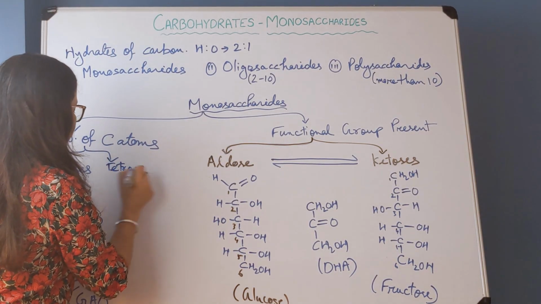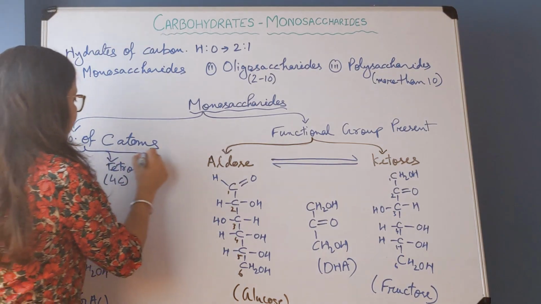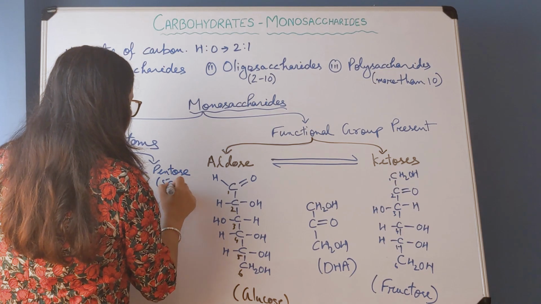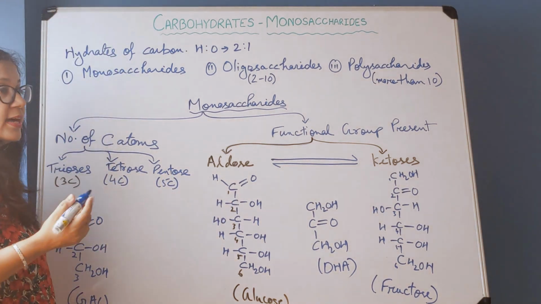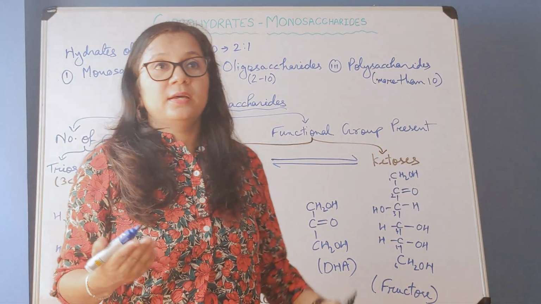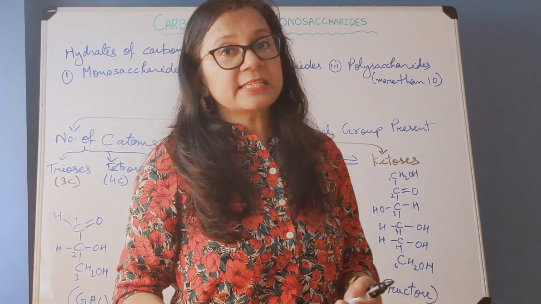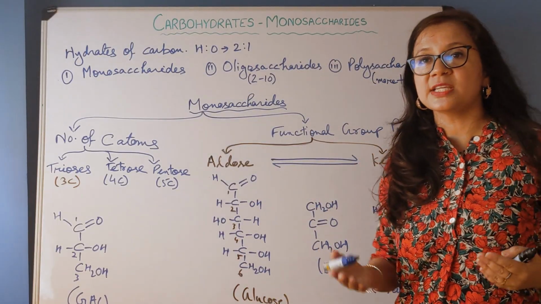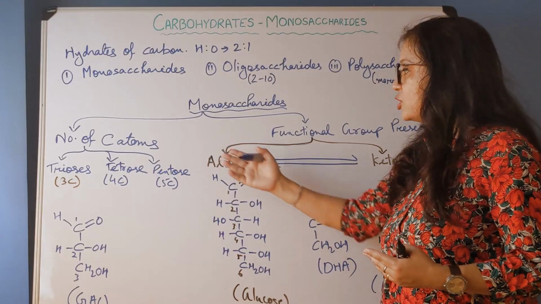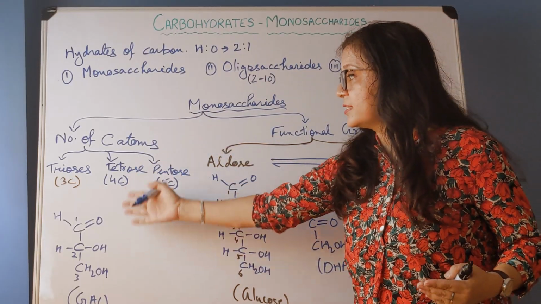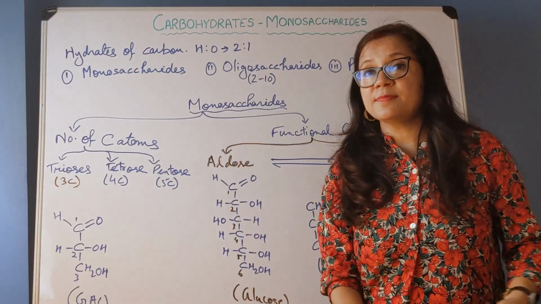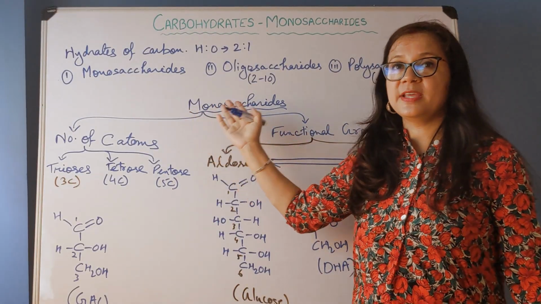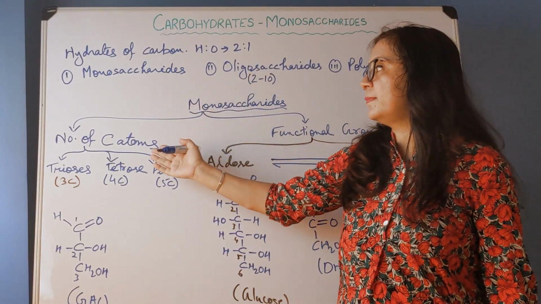Then we have tetroses, which have 4 carbons present in them. We have pentoses which have 5 carbons present in them, and the best examples for pentoses are ribose sugar present in RNA and deoxyribose present in DNA. We have hexose sugars. Good examples are glucose, fructose, galactose, heptose, and so on. So based on the number of carbon atoms, there are also different types of monosaccharides. And so, basic classification is based on functional group and also on number of carbon atoms.